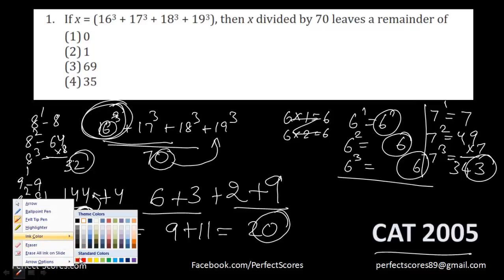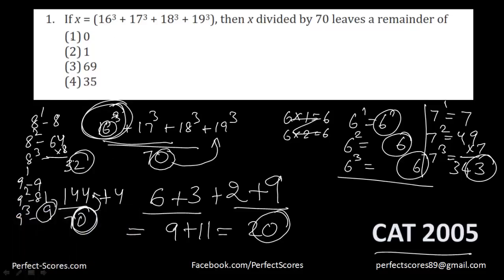Now let's suppose if you see these answer options, 0 is one possible answer. Now when I divide this number by 70 and the remainder is 1, then again there has to be 1 at the back of the number, which is not possible because 0 is the units digit. Same goes for 69, same goes for 35, hence 0 is my remainder, hence A is my answer option.